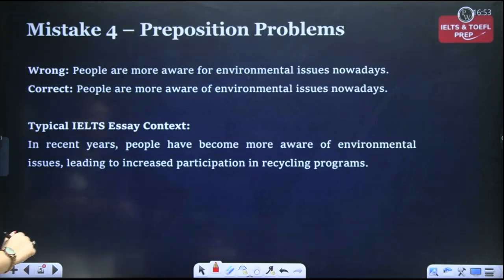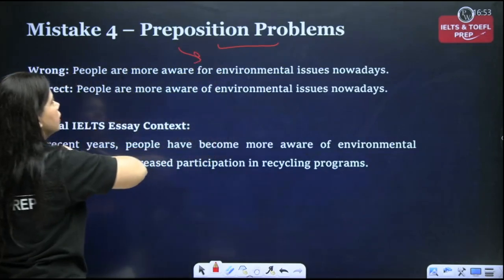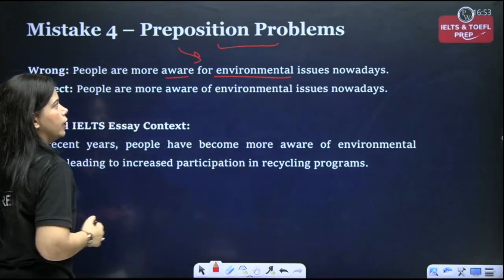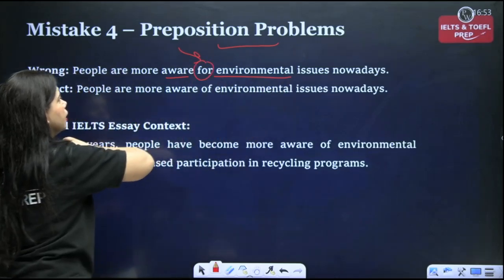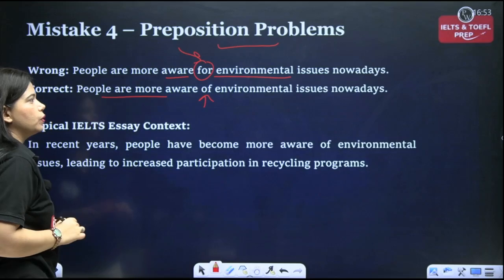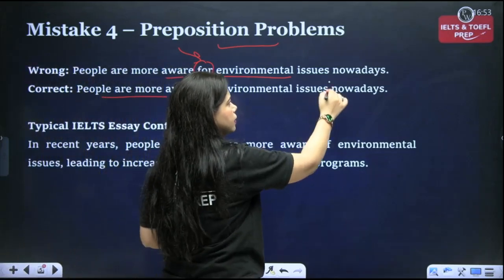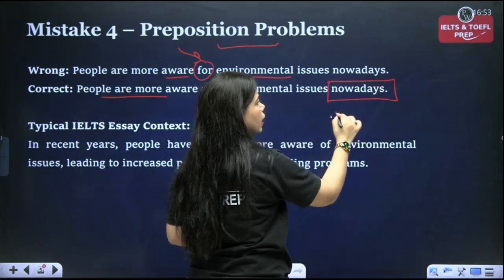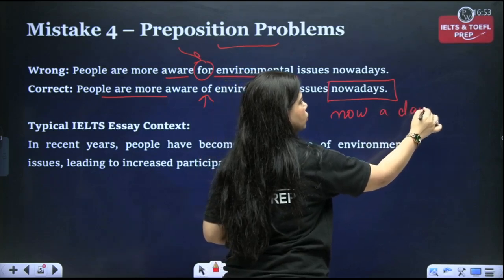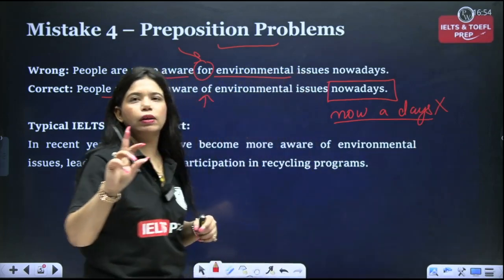So here we have a preposition problem. Now look at this sentence. The sentence says, people are more aware for environmental issues nowadays. For, where did that come from? It should be people are more aware of environmental issues nowadays. One more thing, this word nowadays is written like this. If you write this word like this, that is wrong. It is not written as 3 words. It's written as 1 word only.